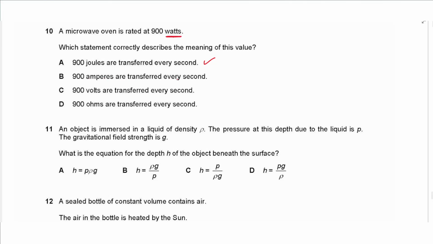900 amperes are transferred every second. No, that's current over time. Volts are transferred every second. No. Ohms are transferred every second. Ohms are not transferred, so the whole sentence is wrong. So the answer is A.